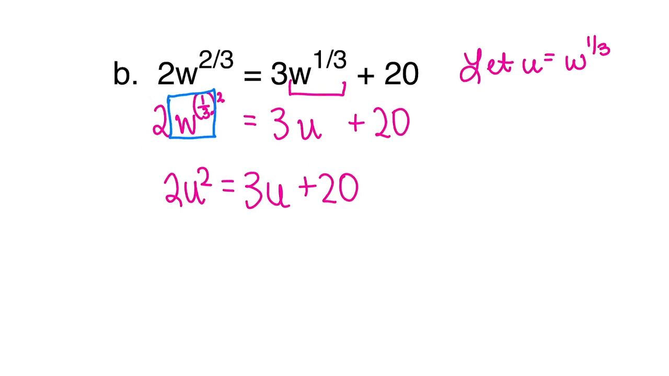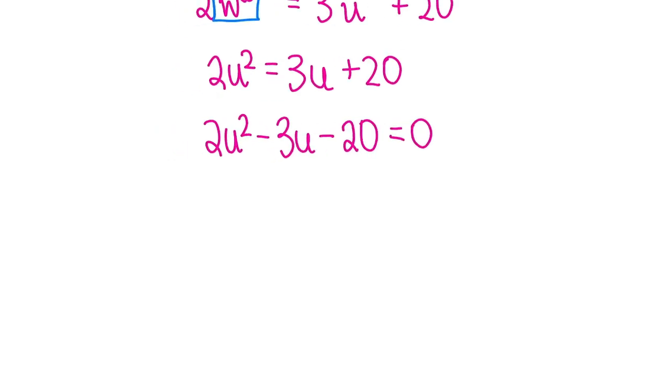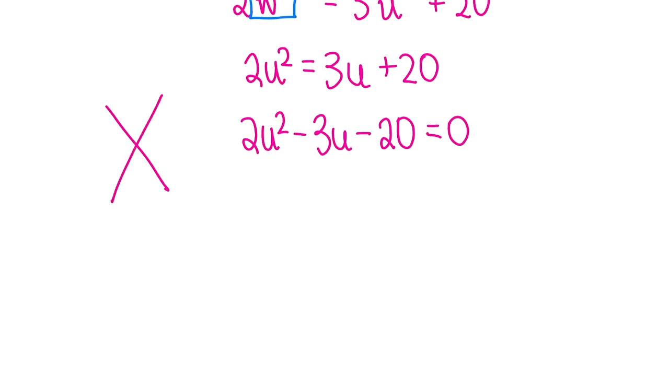Now let's write this in standard form. So we're going to move our 3u and move our 20. And now we get to play the x game again. This is where we multiply our a and our c term, which is going to be negative 40, and we're going to find factors of negative 40 that add to negative 3. Our factors of negative 40 can be broken down this way.